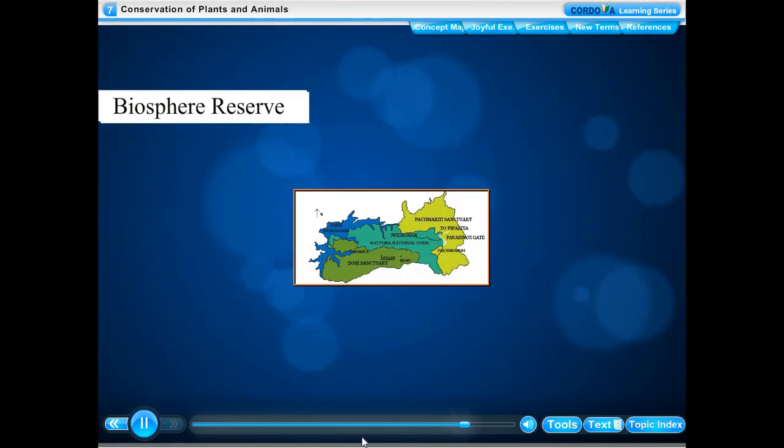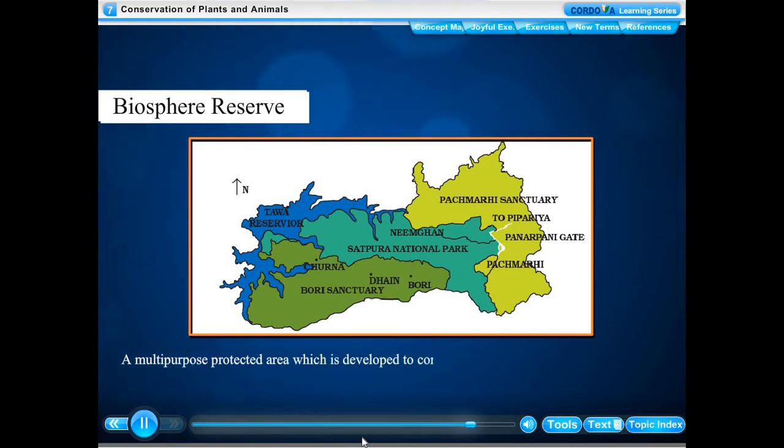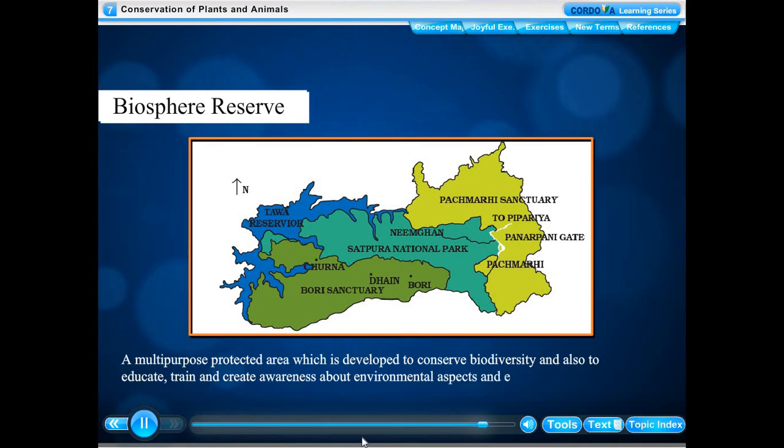Biosphere Reserve. A multi-purpose protected area which is developed to conserve biodiversity and also to educate, train and create awareness about environmental aspects and eco-friendly living is called a biosphere reserve.